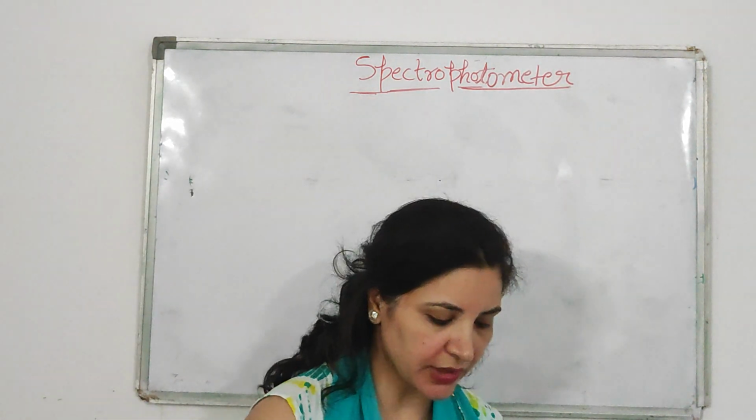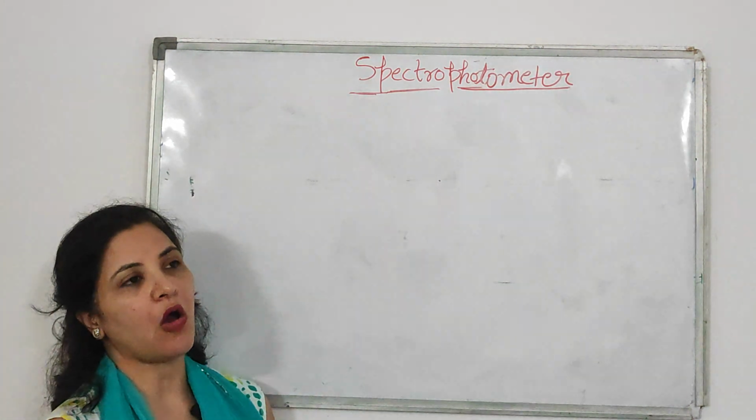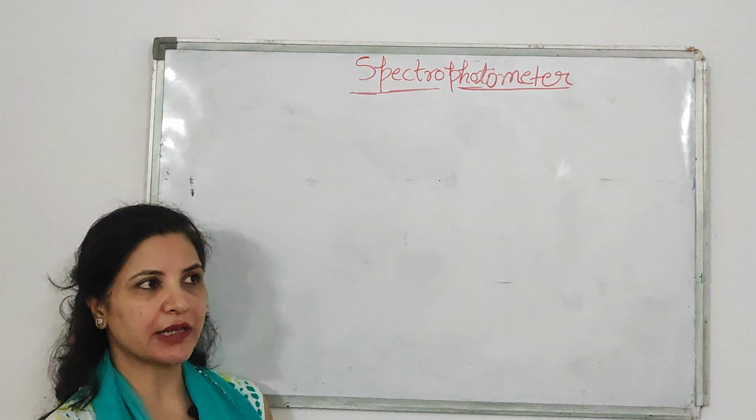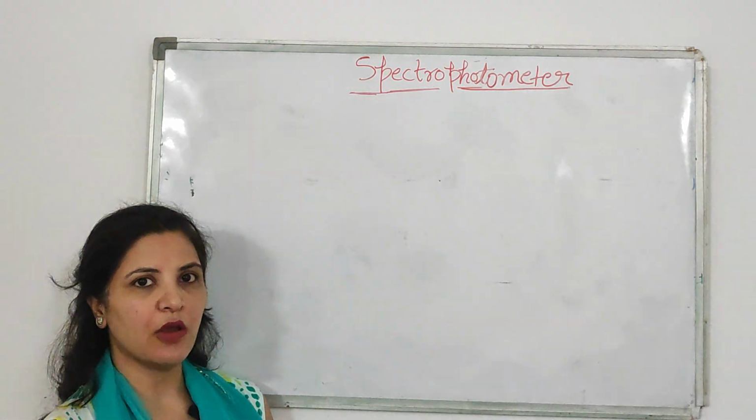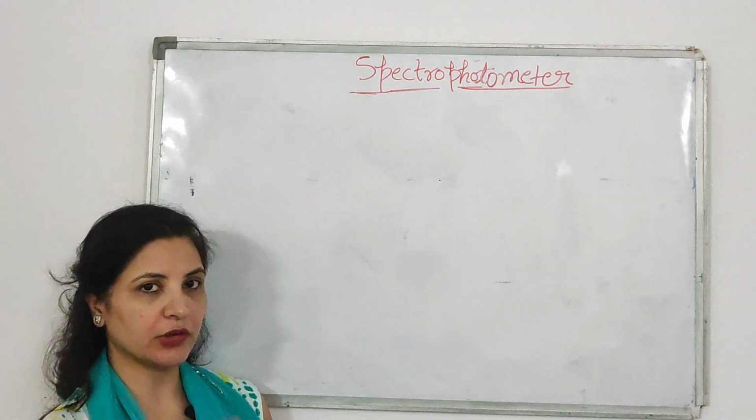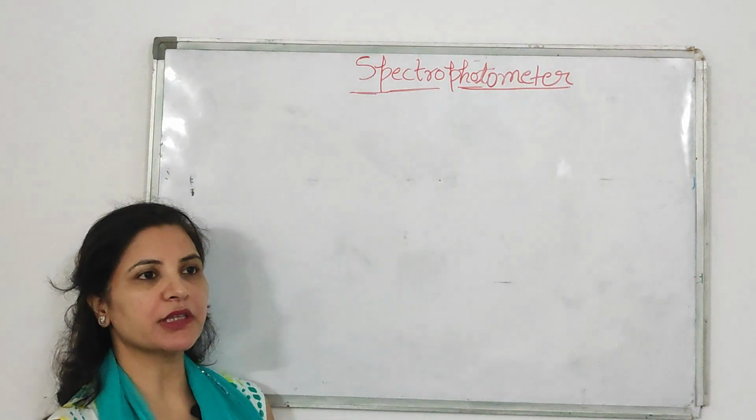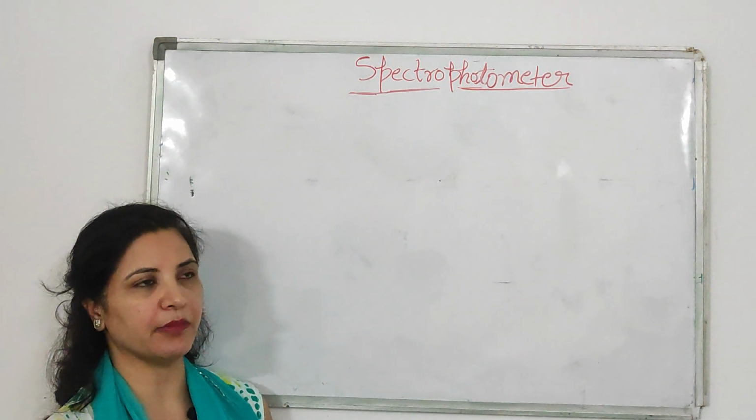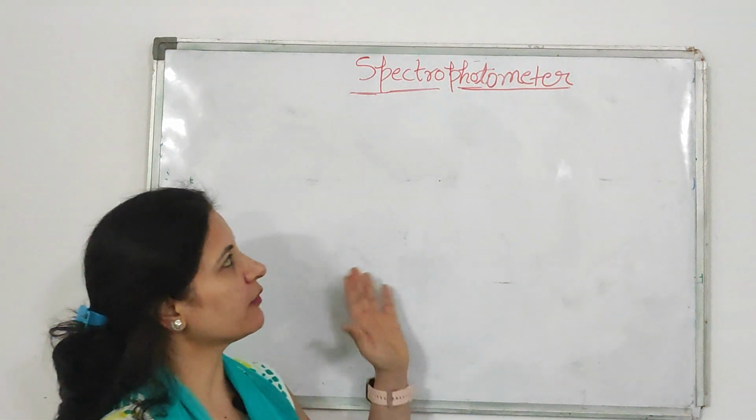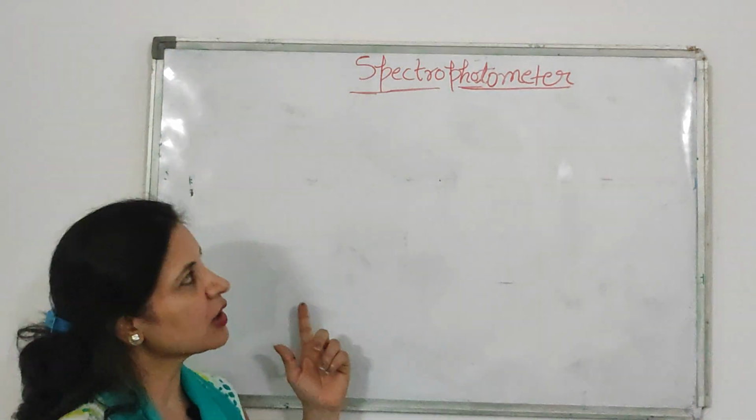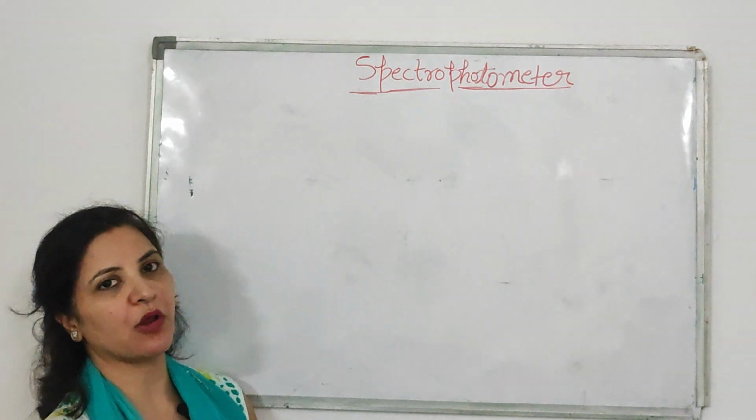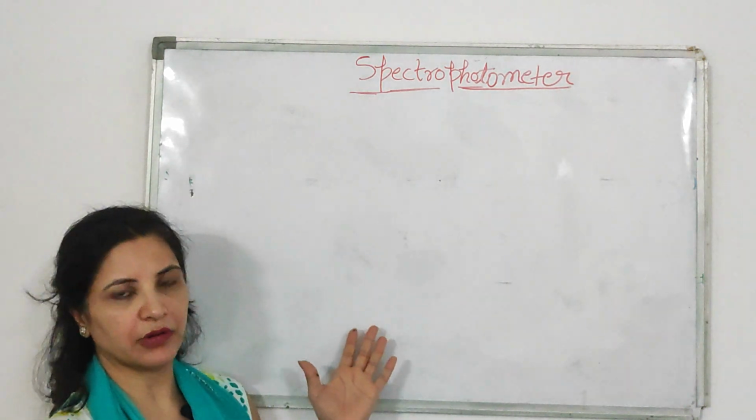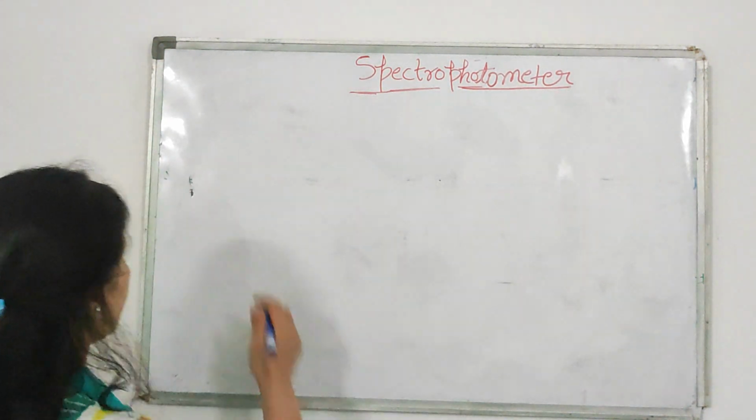So we will understand in today's session what a spectrophotometer is, on what principle it works, and what its applications are. In the next video, we will study the instrumentation, how it works, the difference between single beam and double beam, and the difference between spectrophotometer and colorimeter. So today's topic is: what is a spectrophotometer, what is its principle, what are its types, and what are its applications. Okay, so let's start the topic.